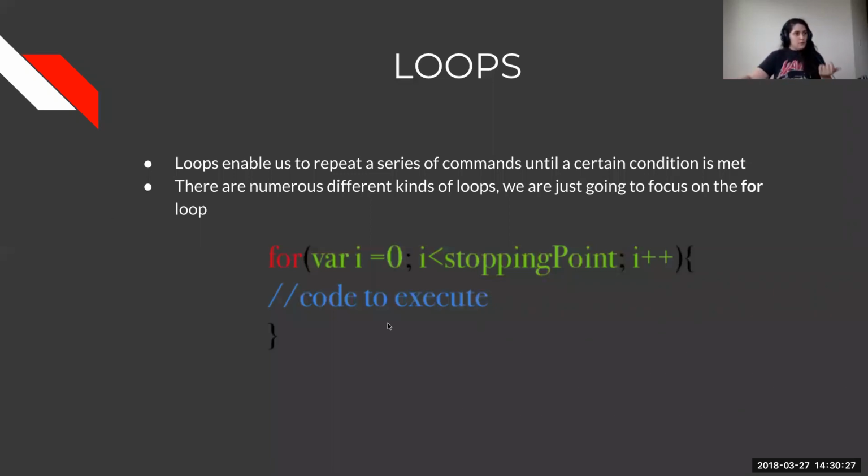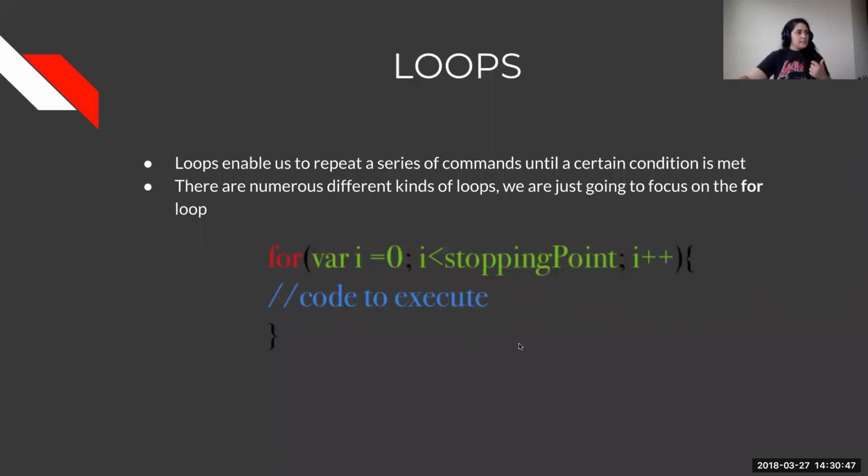So with a for loop, you have your for, and then you have these parentheses, which I don't think you can see that well. And within that, you have 3 segments. Basically a starting point, a stopping point, and a way to keep track of where you are in the loop.